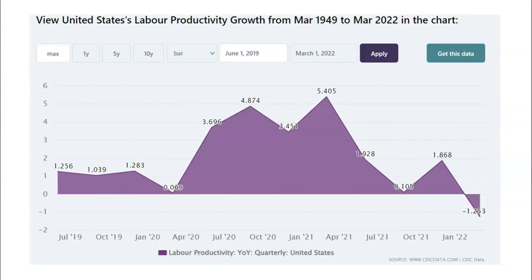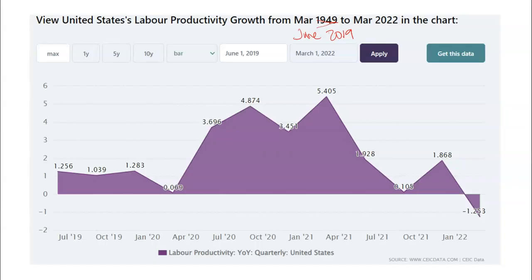Here we have a chart showing the United States labor productivity growth from March 1949 to March 2022. So this is looking at the growth rate. Okay, so not just the productivity, but how much it is changing. We see, this is actually just showing June 2019 through March 2022. I don't know why it's not showing the whole thing. Okay, so scratch this. It's not 1949. It's showing from June of 2019 to March of 2022.